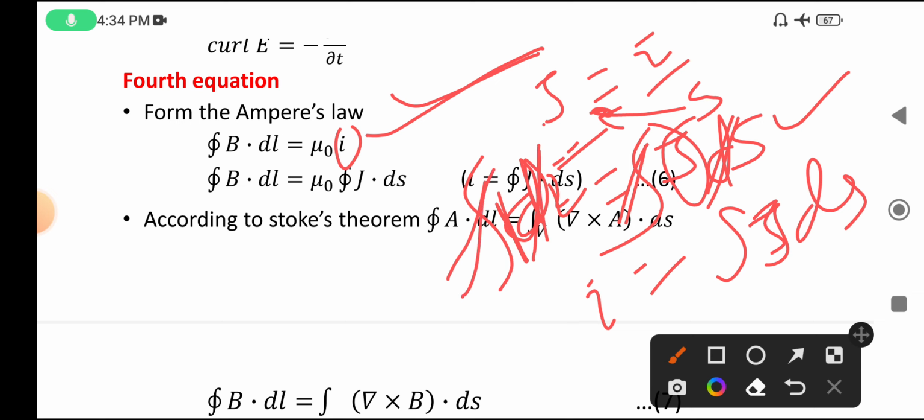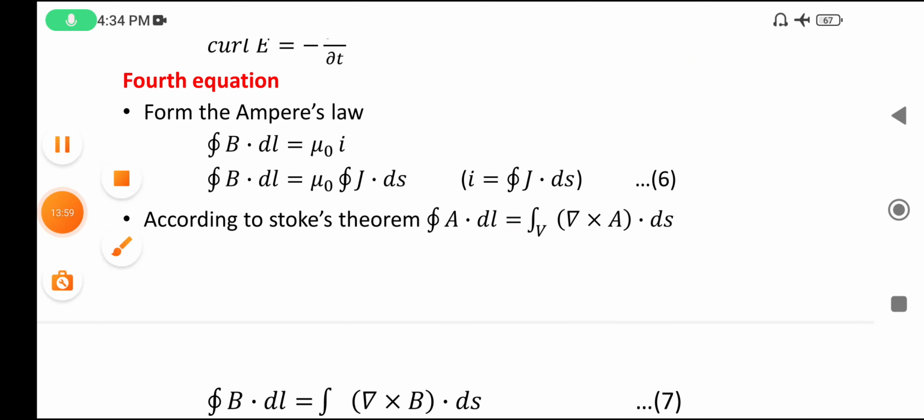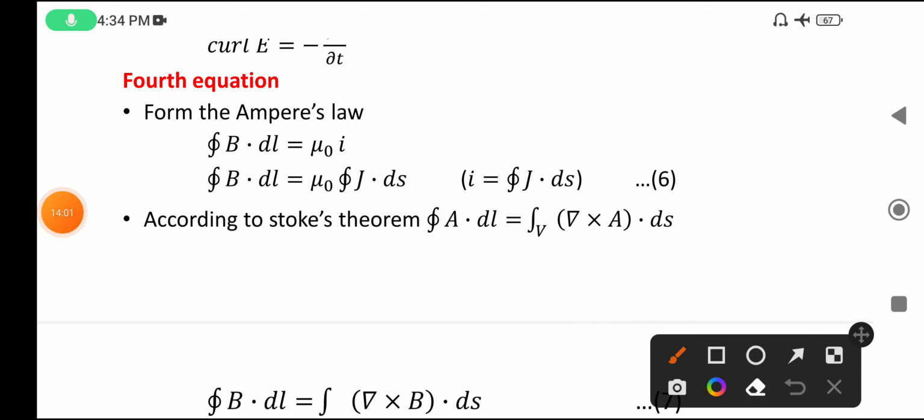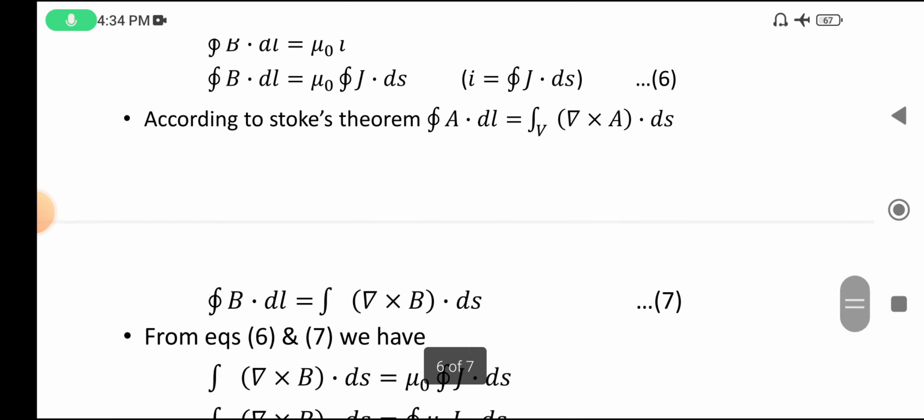Why? Because here nothing is in between the integration and differentiation, so they get cancelled. Here we cannot cancel them because something is there. When there is nothing, they get cancelled directly. So in the place of I, substitute this one. Now apply the Stokes theorem to this one only. This is the Stokes theorem. Apply it.